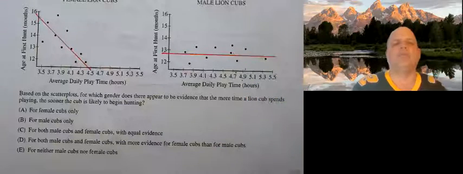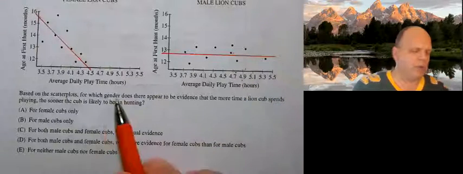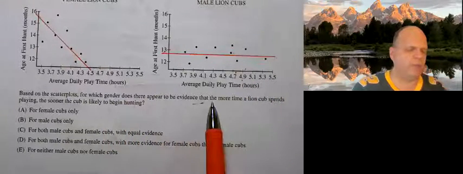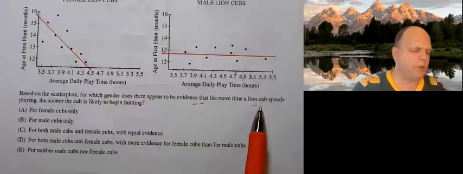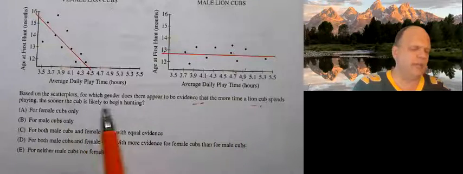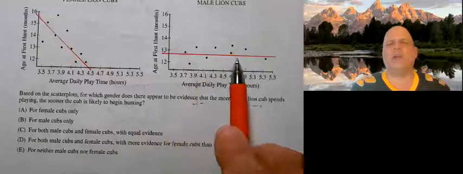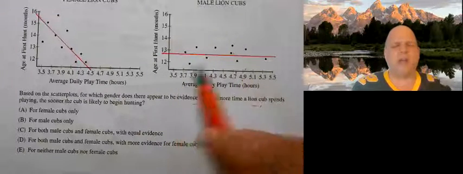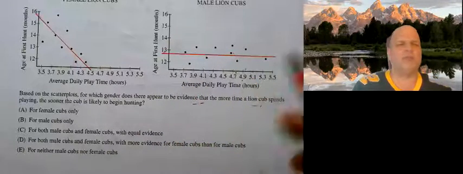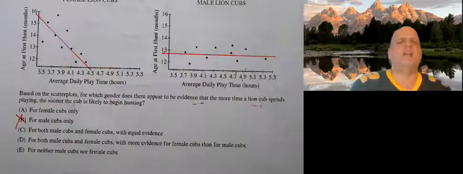So guess what? Based on scatter plots, for which gender does there appear to be evidence that more time a lion cub spends playing, the sooner the cub begins hunting? For the male, I have a horizontal line, so it doesn't appear to make any difference. So it does not appear to be for the male cubs. Let's see if it makes sense for the female cubs.